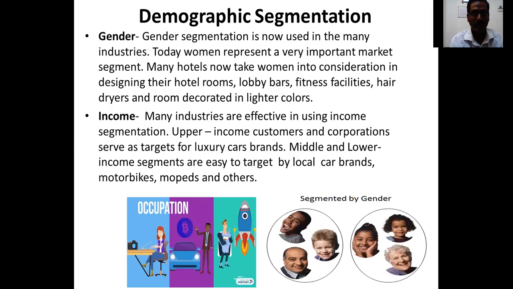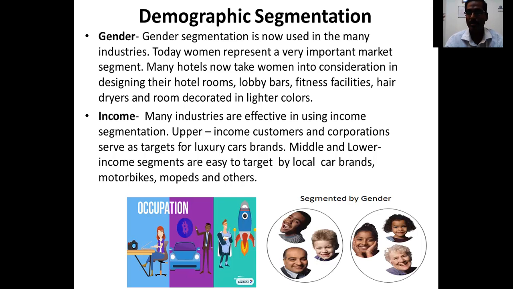And gender. Gender segmentation is now used in many industries. Today, women represent a very important market segment. Many hotels now take women into consideration in designing their hotel rooms, lobby bars, fitness facilities, hair dryers, and rooms decorated in lighter colors. So gender now also plays a very important role in many industries, especially the hospitality industry. Why? Because now more and more women are having higher education. So due to this, they are occupying top positions in companies, becoming executives and holding top management positions.